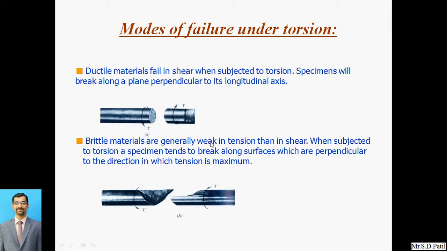The brittle materials are generally weaker in tension than in shear. So these are weak in tension than in shear. When subjected to torsion, a specimen tends to break along the surfaces which are perpendicular to the direction in which the tension is maximum. So this is the pattern. These are the applied torques, T and T dash, equal and opposite torques. Here also we can see T and T dash. So this is the failure mode for the brittle material.